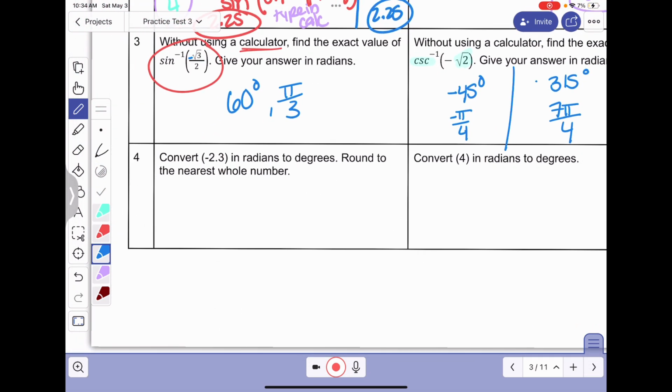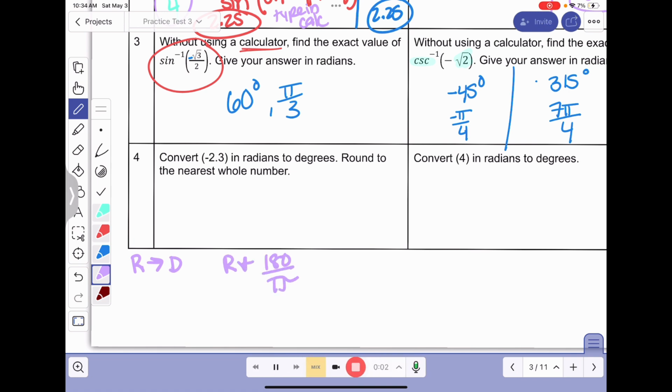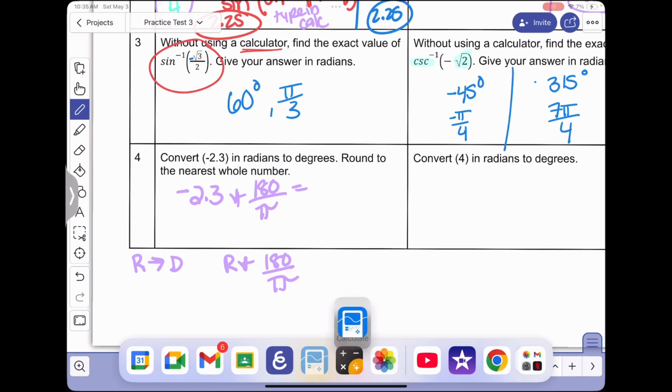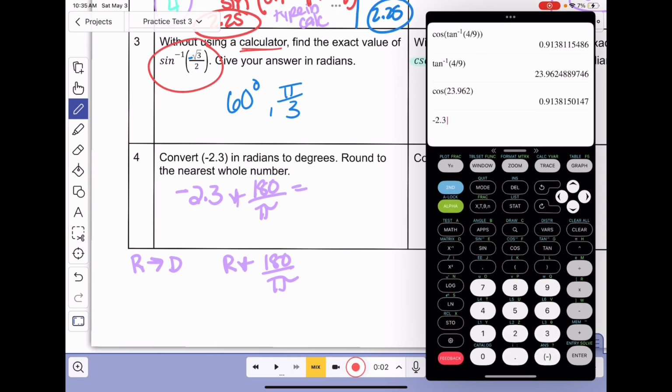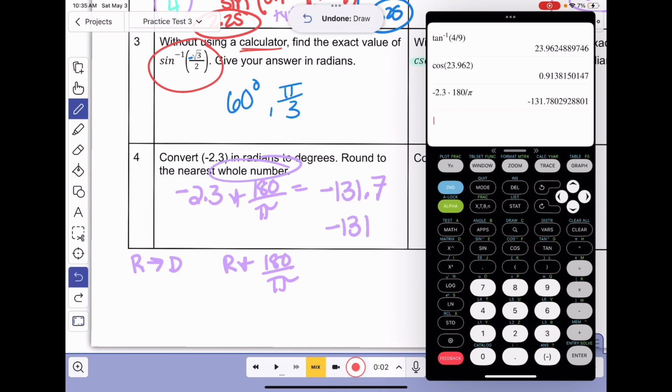All right, convert negative 2.3 in radians to degrees. So to go from radians to degrees, you're going to multiply by 180 over pi. So I'm going to do negative 2.3 times 180 over pi. So negative 2.3 times 180 divided by pi is negative 131.7. It says round to the nearest whole number, so negative 132 degrees. So that is a 1 through 4.